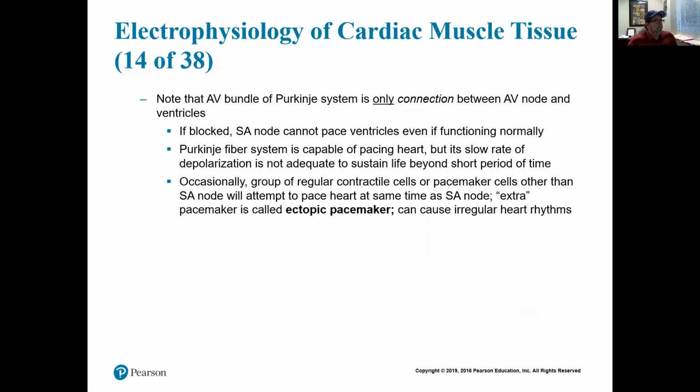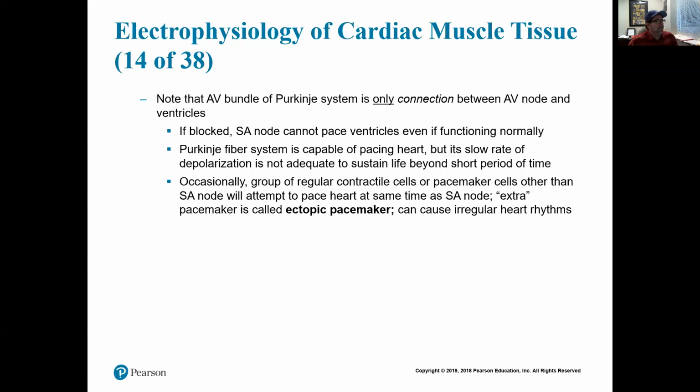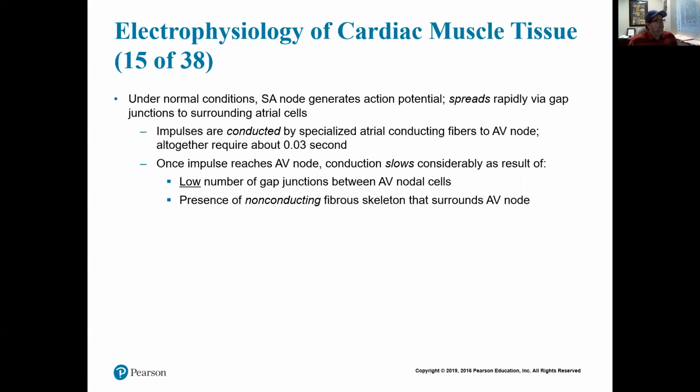Now let's see what we got here. So how is it doing that? Okay, it's going to talk about these sinus rhythm cells. Each population of pacemaker cells can potentially pace the heart. The one that depolarizes faster sets the rate. Okay, so they each can do that. Okay, we'll leave that. All right, moving on, and it's going to talk about normal conditions.